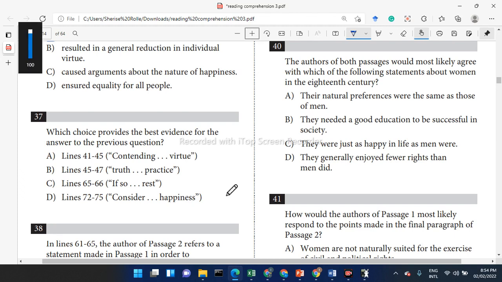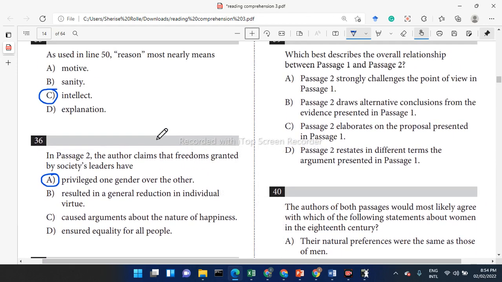Number 37. Which choice provides the best evidence to answer the previous question? This is number 36, right?